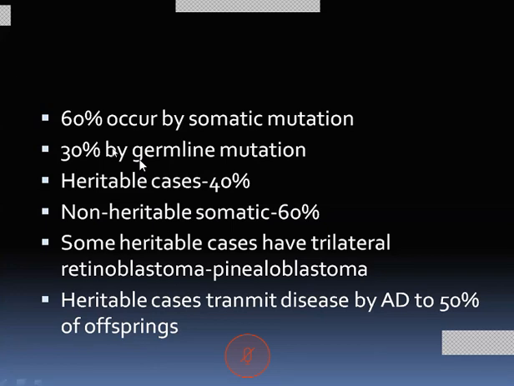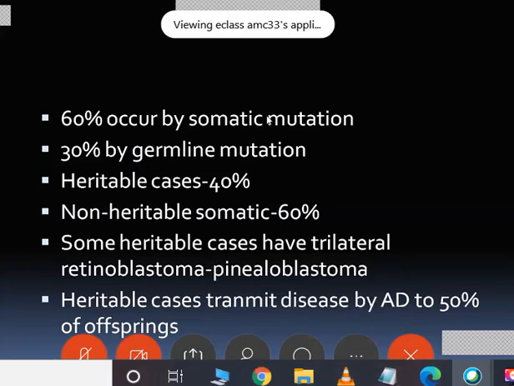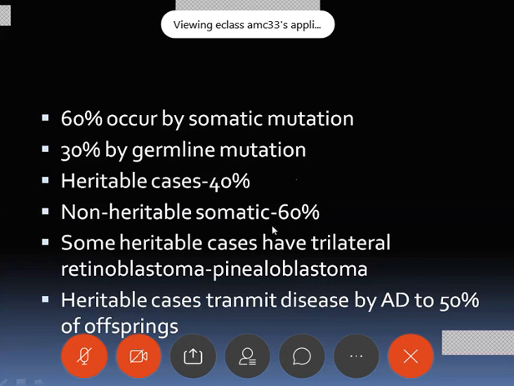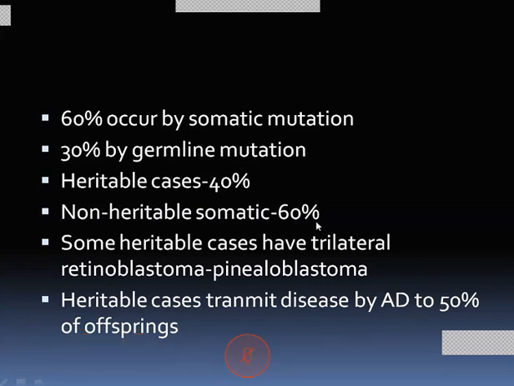Among the 90% sporadic cases, 60% occur by somatic mutation and 30% by germline mutation. These germline mutation cases are also heritable. So altogether, 10% familial cases plus 30% germline mutation cases make 40% heritable cases. The non-heritable somatic mutation cases are 60%.